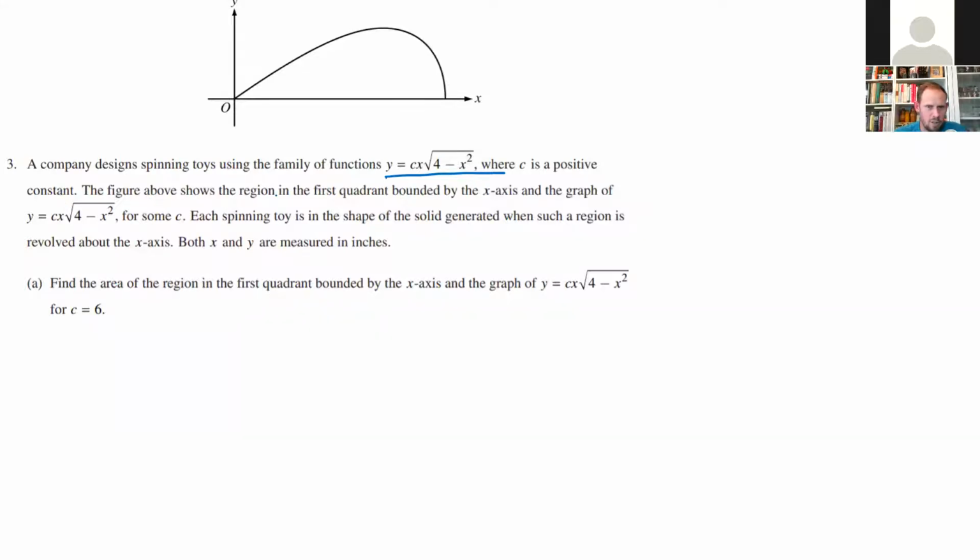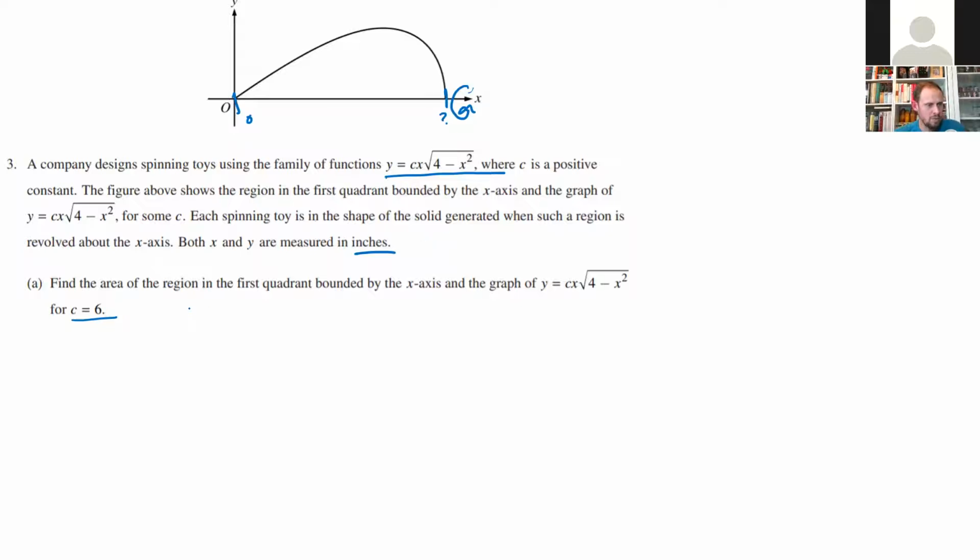The figure above shows the region in the first quadrant bounded by the x-axis and the graph of y for some c. Each spinning toy, or top, is in the shape of a solid generated when such a region is revolved around the x-axis. Both x and y are measured in inches. Find the area, not volume, of the region in the first quadrant bounded by the x-axis and the graph of that for c equals 6. Well, it's just going to be the integral from here to here.